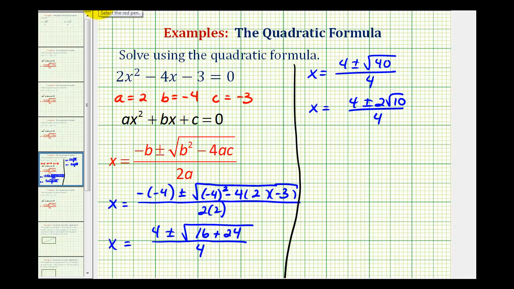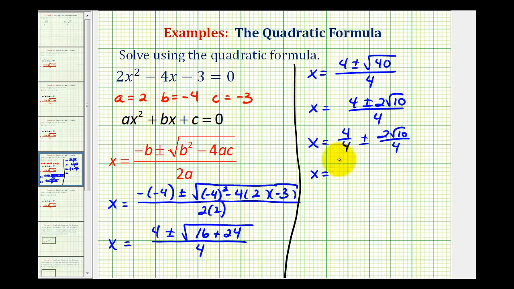And now we need to continue simplifying, but we need to be careful. We cannot simplify these two 4's because we cannot simplify across addition or subtraction. So there are two ways to simplify this correctly. One way, since we're dividing by a monomial, would be to divide the terms in the numerator by 4. We can write this as 4 over 4 plus or minus 2 square root 10 over 4. And then we simplify each fraction individually.